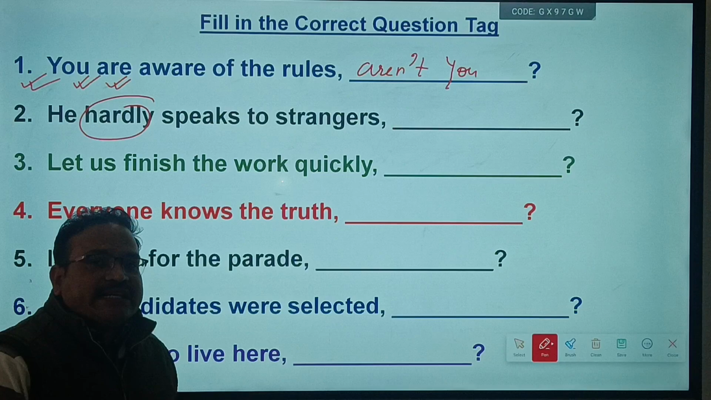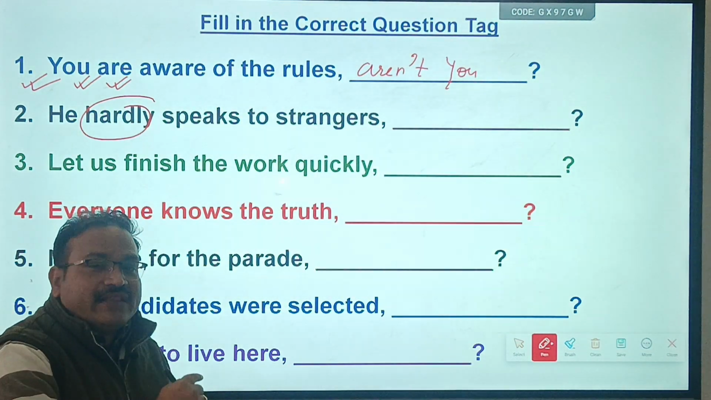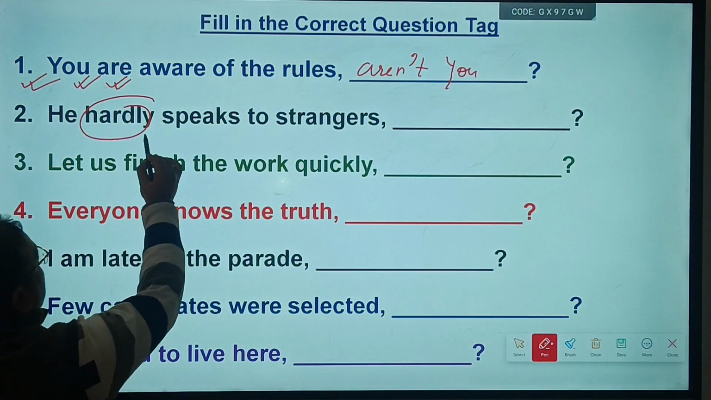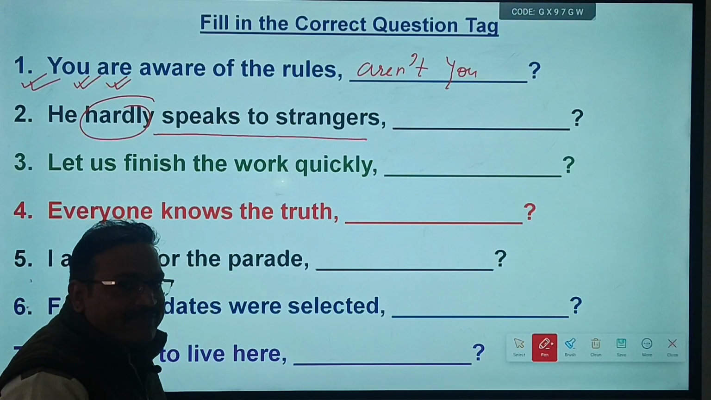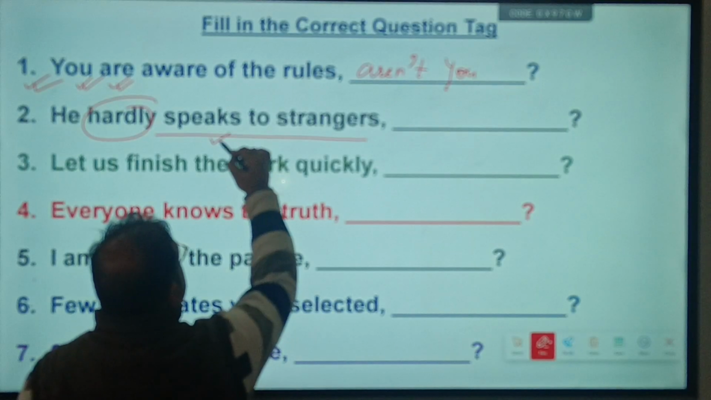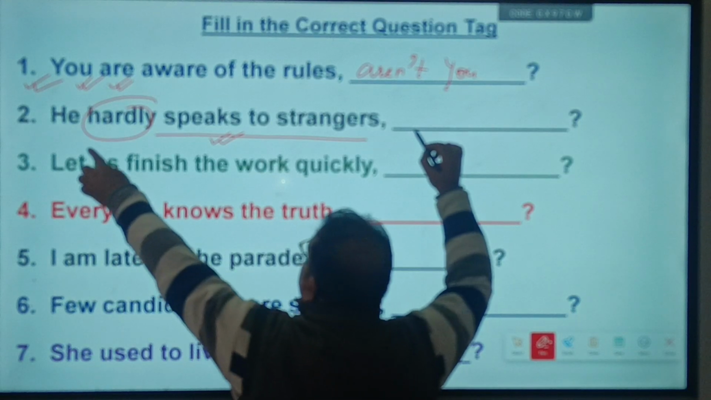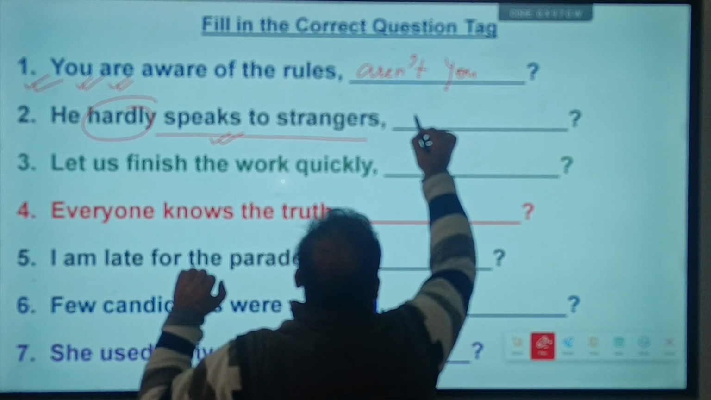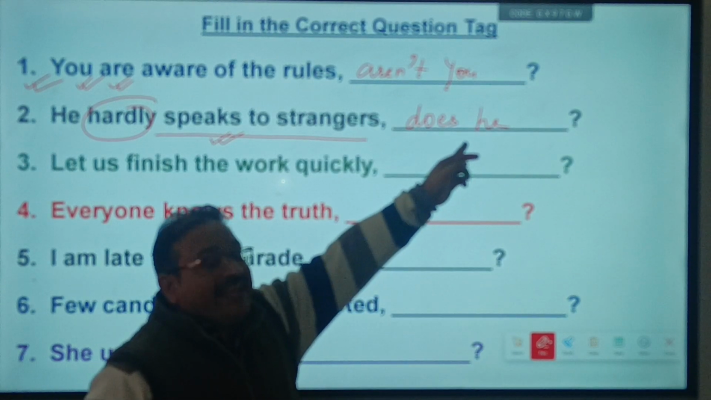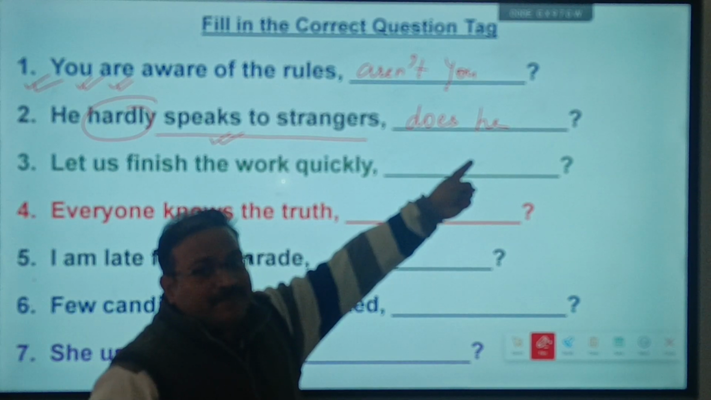Now, hardly, scarcely, little, few, these are the negative words. When they are used in sentences, they make the sentences negative. So, he hardly speaks to strangers. What type of sentence is it? It is negative sentence. So, question tag will be positive. So, speaks to strangers, present simple, present indefinite. So do or does, and what subject pronoun? He. So can we write here doesn't he? Yes or no? Why not doesn't he? Because hardly is making it negative. Question tag will be positive.